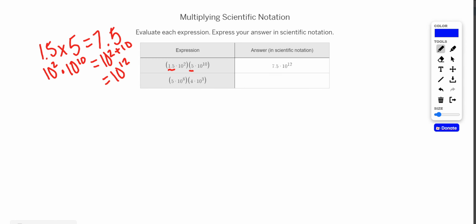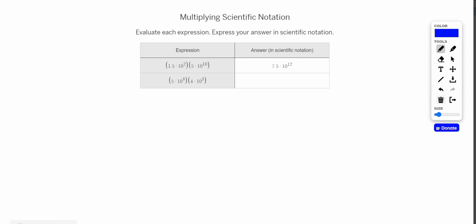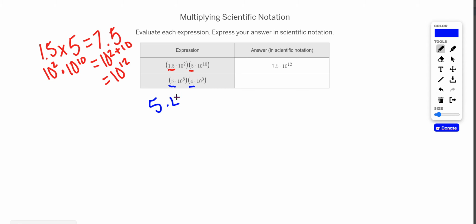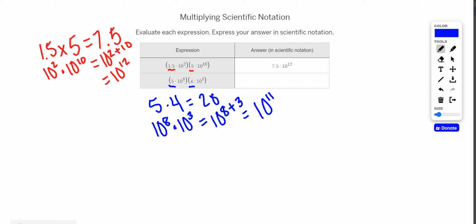And for the next one, the same process. You're going to do 5 times 4. So 5 times 4 is 20. And then you take your base of 10 with the exponent. Since we're multiplying and they're the same base, we can add the exponents. So we can do 10 to the 8th plus the 3rd power, which is equal to 10 to the 11th power. So your answer should be 20 times 10 to the 11th power.